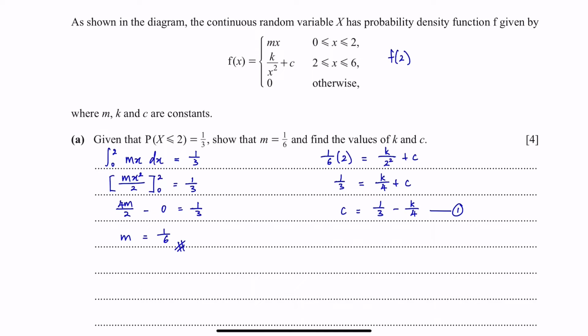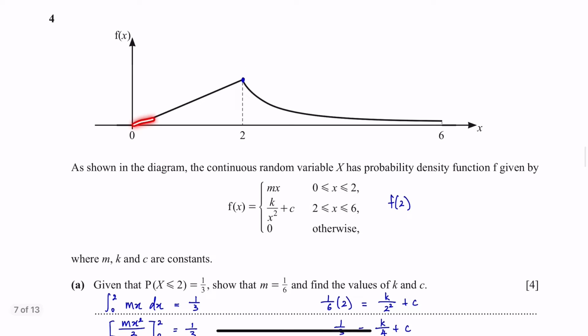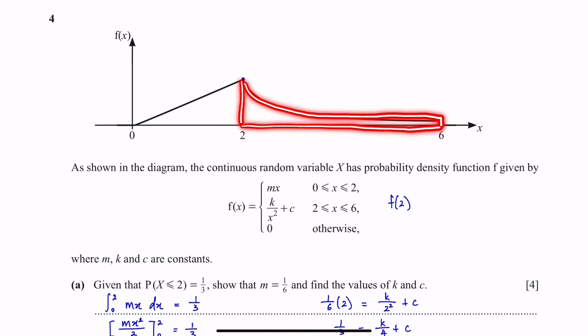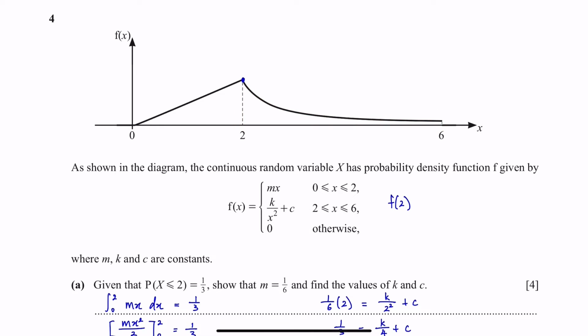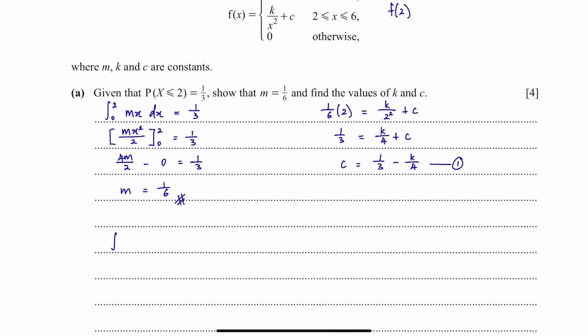And this part is 1 over 3, and this part would definitely be 2 over 3, because the total probability is always 1. So the area under this whole graph here is 1. So we can integrate from 2 to 6, k over x squared plus c, is equals to 2 over 3.